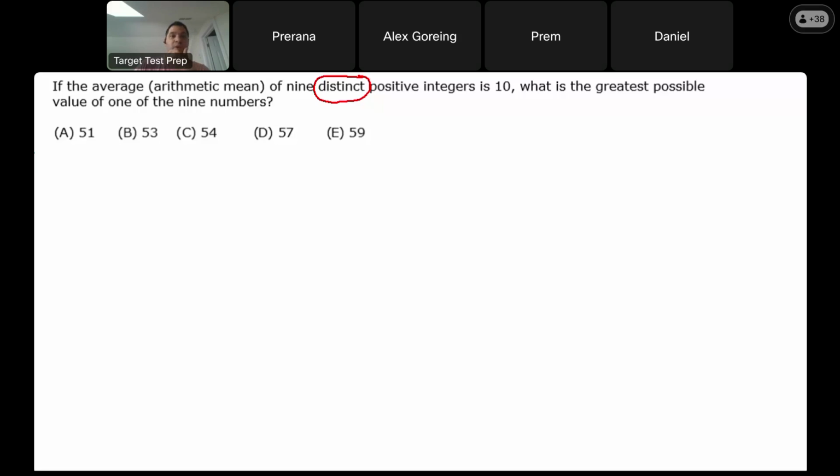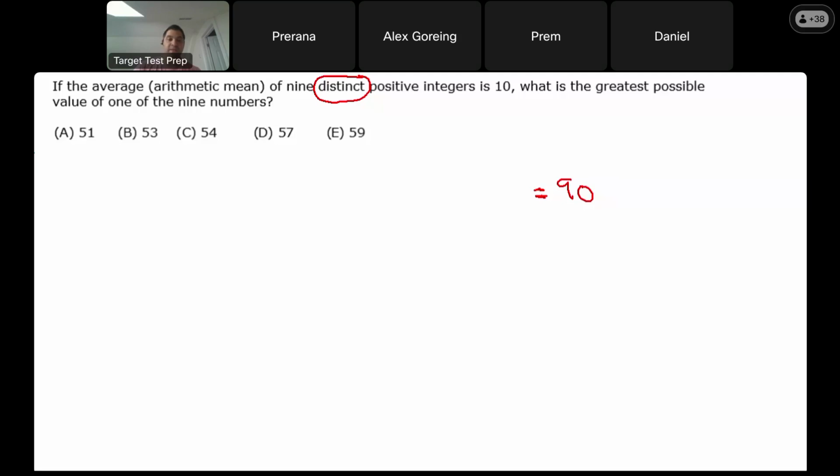So all you really do in a question like this is you get the sum, which is 90, because you're talking about 10 times 9, which is 90. And we want to max out one of the numbers. So to do that, we minimize all of the other numbers in the set. And so you just have to cycle through the smallest possible numbers and work your way up.